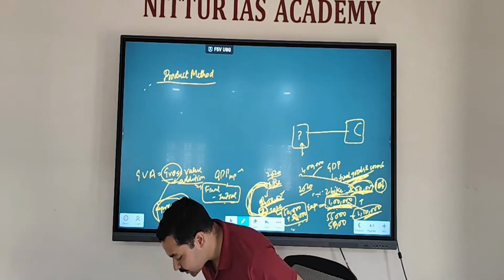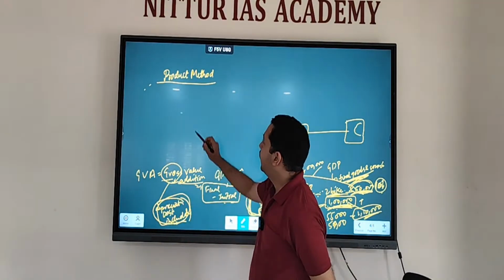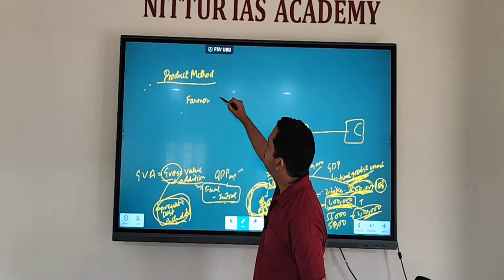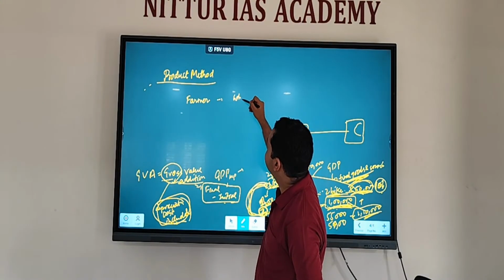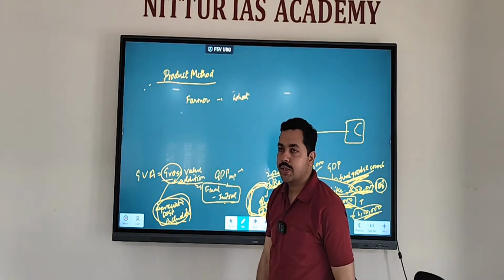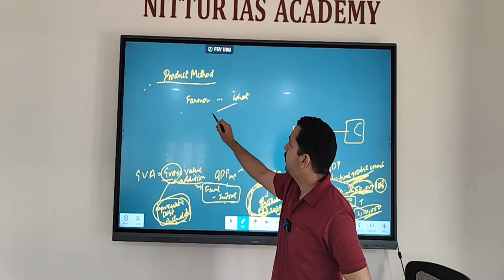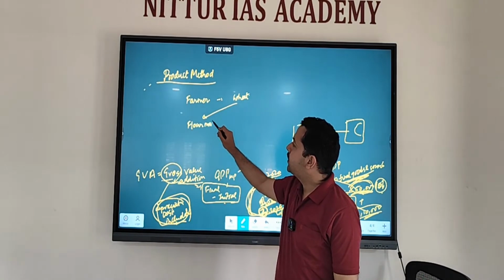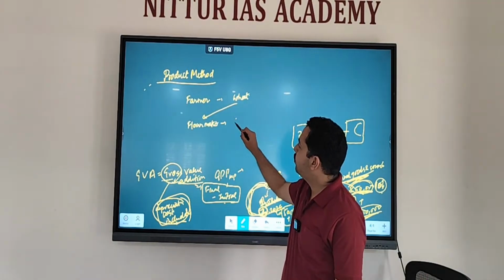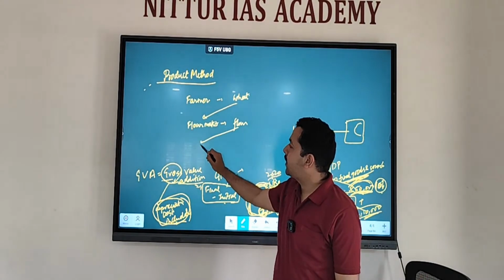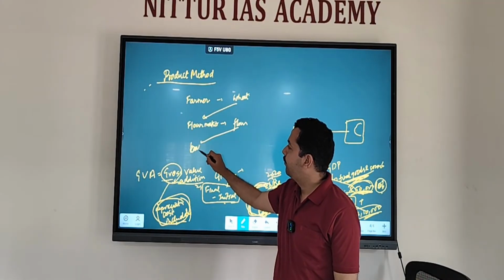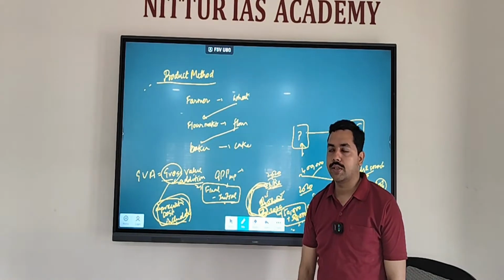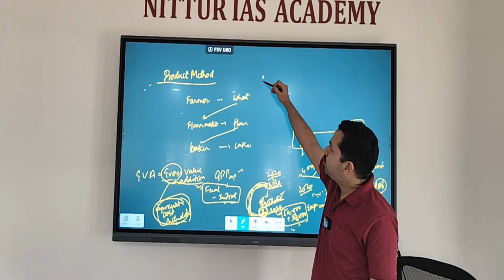For example, in simple terms, let's say there is a farmer. This farmer is producing wheat. Now wheat is going to a flour maker, who is converting this wheat into flour. And this then goes to a baker, who is making a cake from it. Clear? Now let's say we are talking about 1 kg.